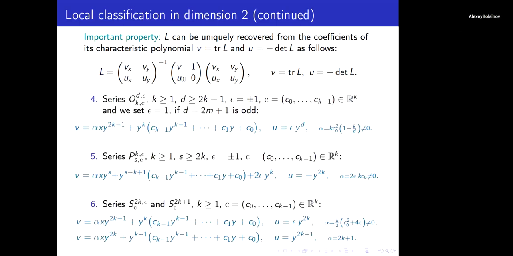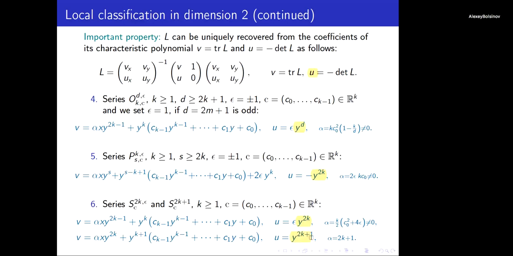Here they are. You see, this is complicated or unpleasant, but that is life. So this is a list of all possibilities. What I want you to pay attention to: you see that the formula for the determinant of L is very easy. This is just the power of Y in all cases.